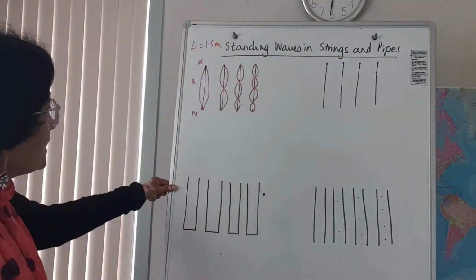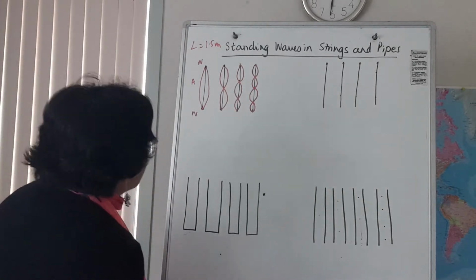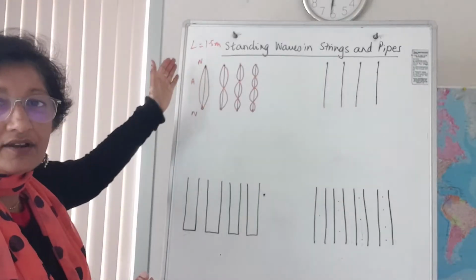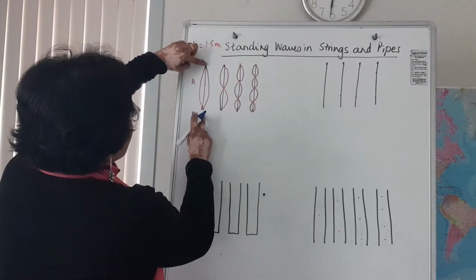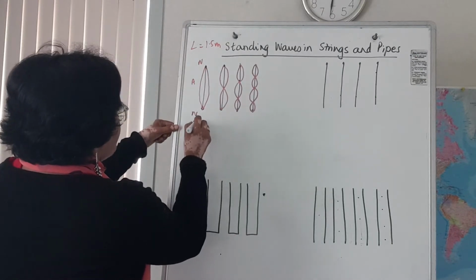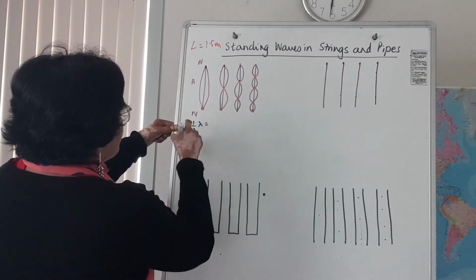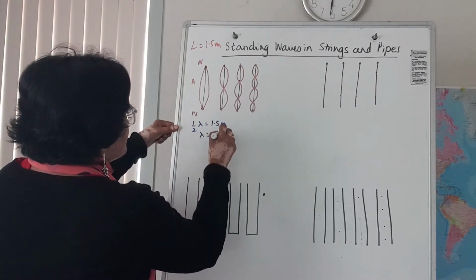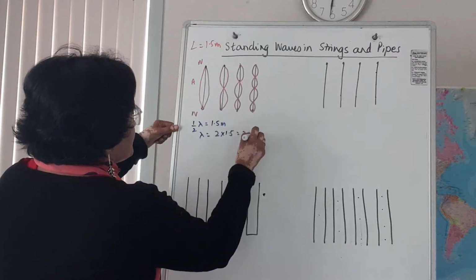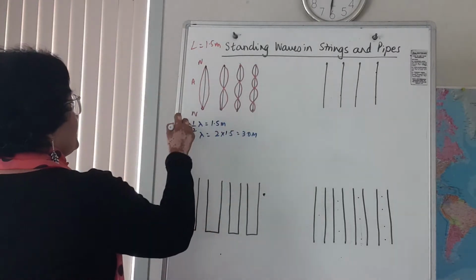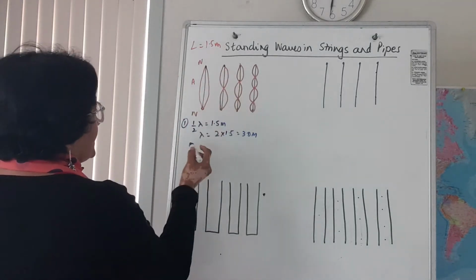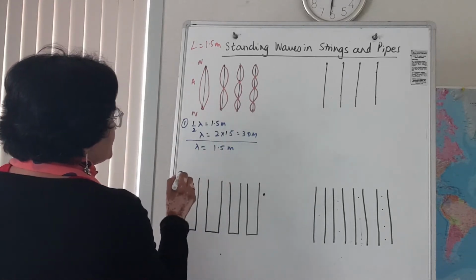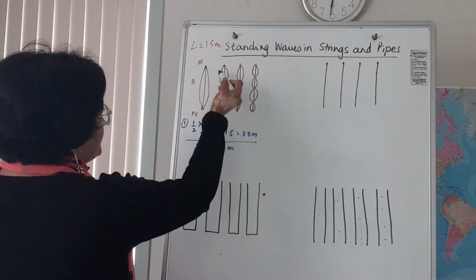So how do you calculate the wavelength of this wave? This is only half a wavelength, because there's only one crest or one trough. This whole length is 1.5 meters, so half a wavelength is 1.5 meters. So the whole wavelength is 2 times 1.5, which is 3 meters. That's how you do it for this one. For the next one, your whole wavelength is 1.5 meters, which is the same as the length, because that's a whole wavelength.